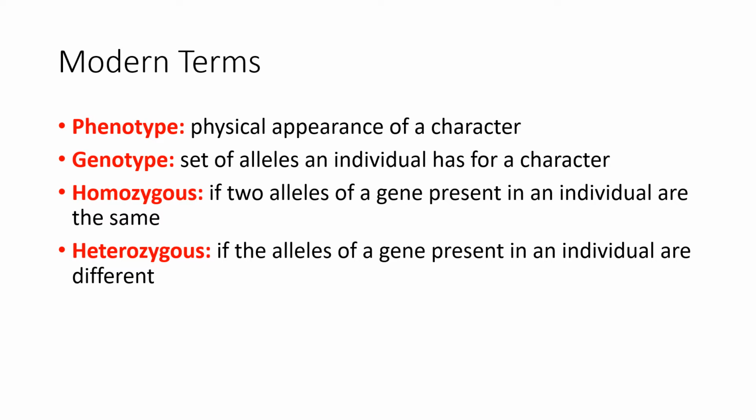Some other terms that you should be aware of, but we're going to talk about quite a bit. Phenotype is the physical appearance of a character. Genotype is the set of alleles an individual has for a certain characteristic. So phenotype, physical; genotype, the genes. Homozygous means the 2 alleles of a gene present in an individual are the same. Heterozygous if they're different from each other.